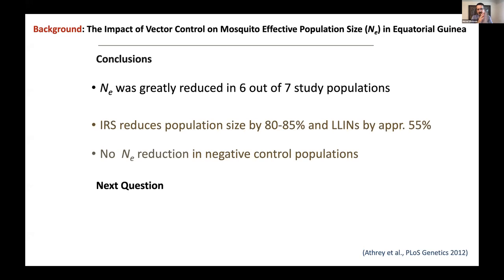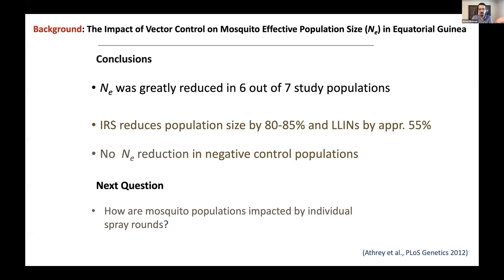We also included control populations, one from Mali and one from Cameroon, so negative control populations in which there was no organized control effort. And there we did not see any evidence of a population bottleneck. And so that raised the next question: what happens during individual spray rounds?